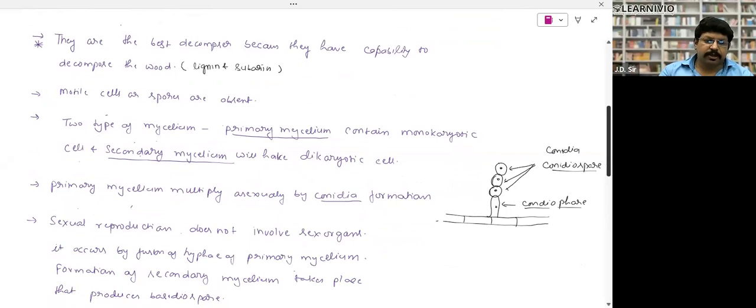Next point: motile cells are absent. There are two types of mycelium: primary mycelium, which contains monokaryotic cells, and secondary mycelium, which contains dikaryotic cells. Primary mycelium means every cell will have one nucleus. In secondary mycelium, they have dikaryotic cells. What is a dikaryotic cell? Every cell will have two nuclei.